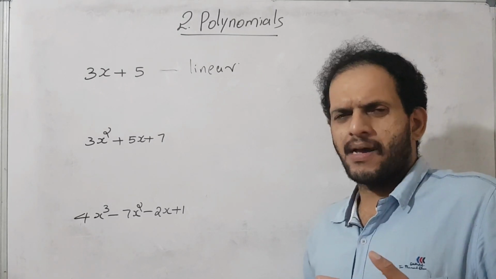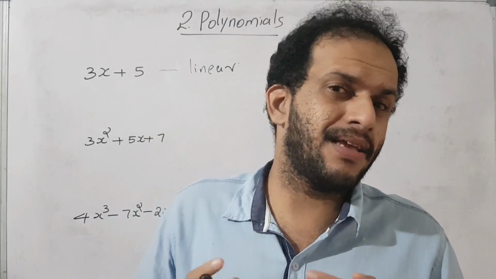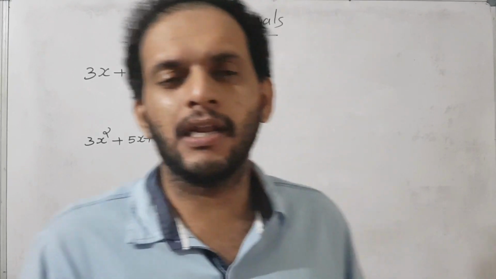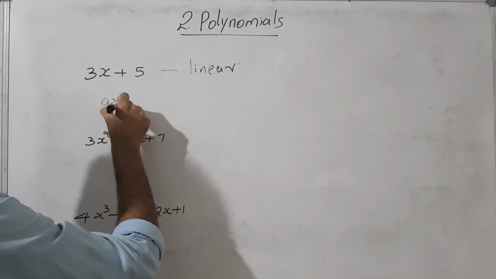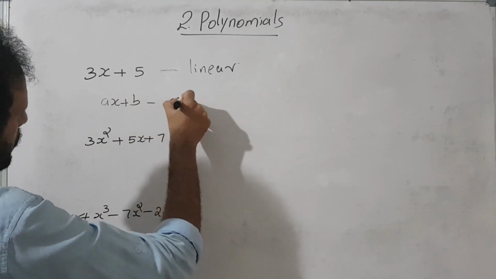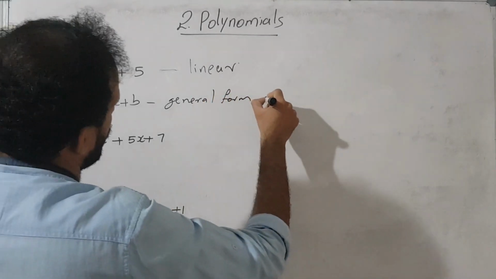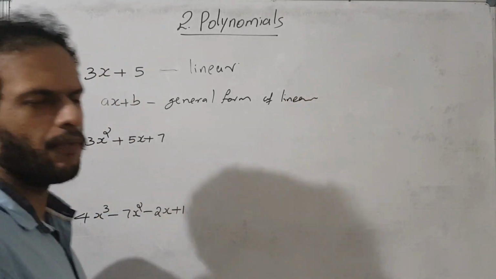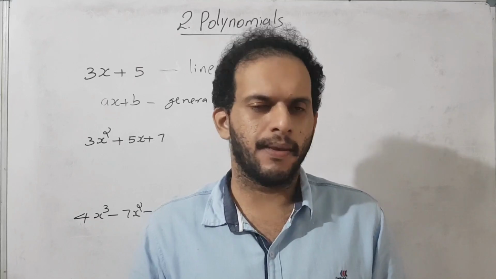Then we discuss the general form of the linear polynomial. What is the general form of the linear polynomial? Yes, the general form of the linear polynomial is ax plus b. Correct?